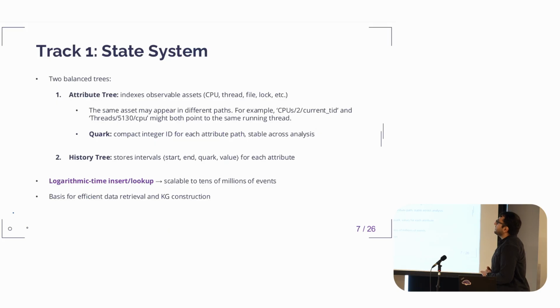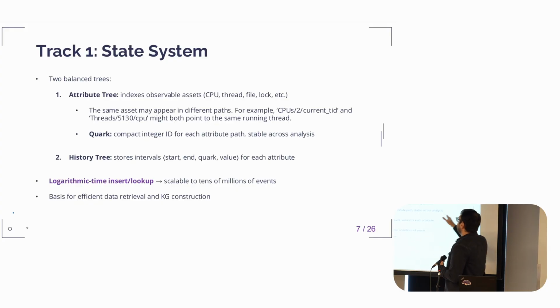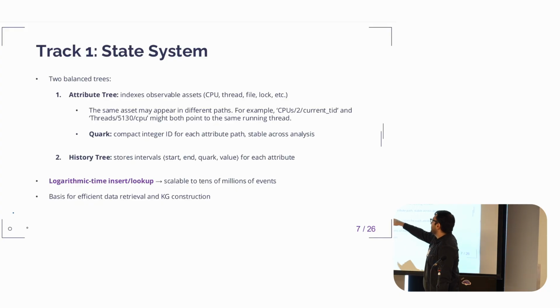Now I want to go deeper into some of the components of TAAF. The first one is the state system. How it actually works is using 2 different trees, the attribute tree and the history tree. The attribute tree basically indexes every observable asset in the system. For example, CPUs, CPU number 2, current thread ID. So this is an observable asset in the system. Or threads, thread number 5130, the CPU that it is running on. And we assign an integer ID to each of these observable assets, which we call a quark.